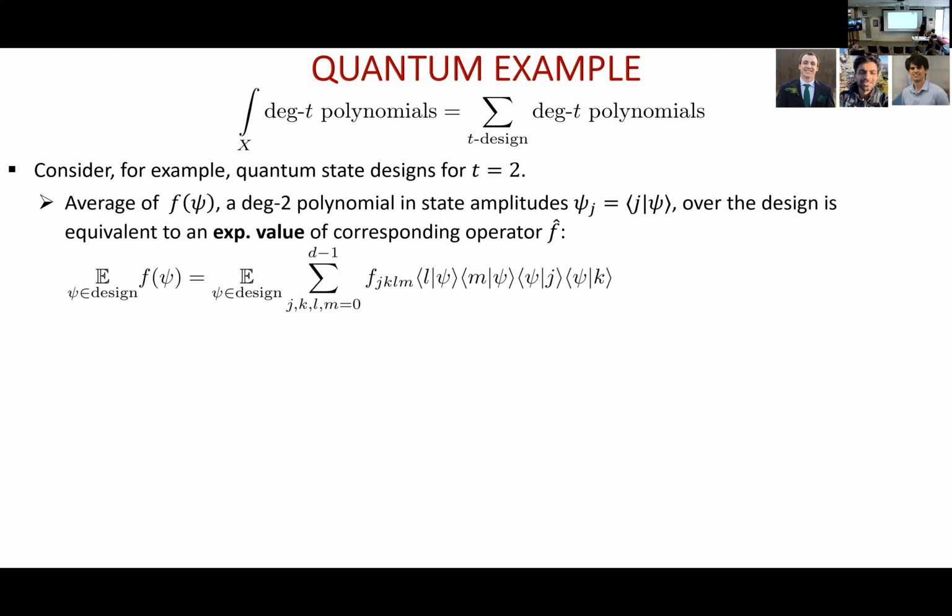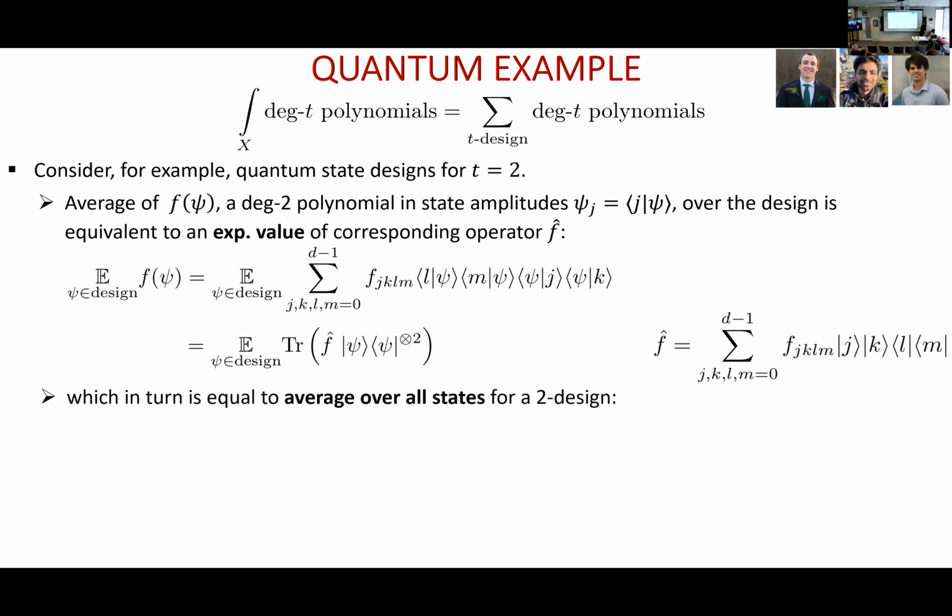If you average over a design, this is just the statistics version of capital sigma. So this is a polynomial in all of these variables, and these are its coefficients. Now, it turns out that you can express this as an expectation value over 2 copies of the state with some operator corresponding to f hat. And this f hat is just the coefficients, a matrix of the coefficients, and the sizes just get collected into these 2 copies.